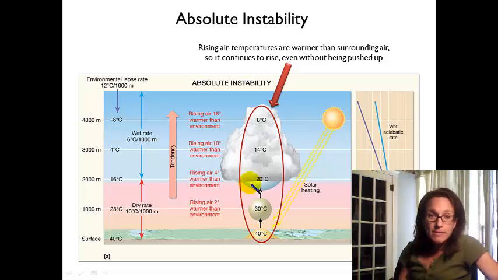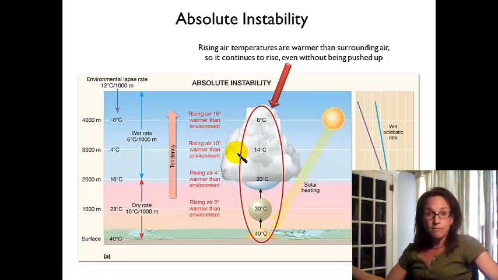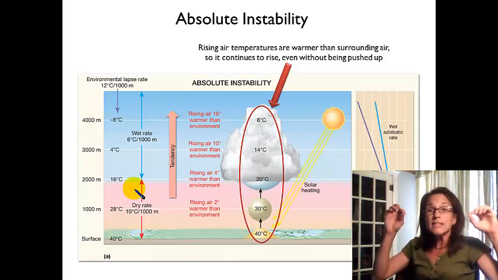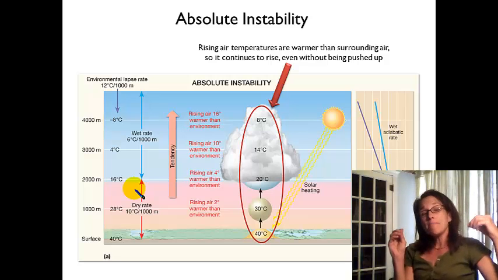And so what happens now is, notice the temperatures here. So at 2,000 meters, our rising air mass is warmer than the surrounding atmosphere. And that's the same all the way up. So by the time we're up at 4,000 meters, our rising air mass is 8 degrees Celsius, and the surrounding air is minus 8 degrees Celsius. So if the air is warmer than the environment, then the tendency is going to be for that air to rise because it's less dense than the surrounding air. So this is an unstable condition, right?